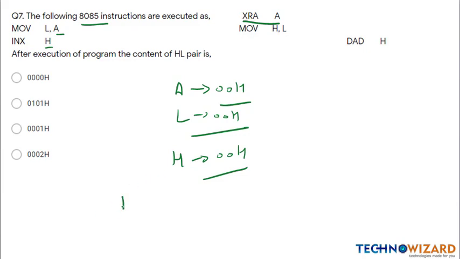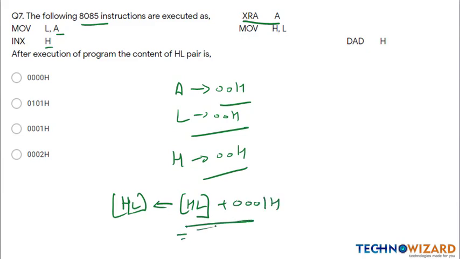After incrementing, the HL pair will have 00 plus 1. After the increment we will get HL as 0001H. Before this, HL was 0000H.